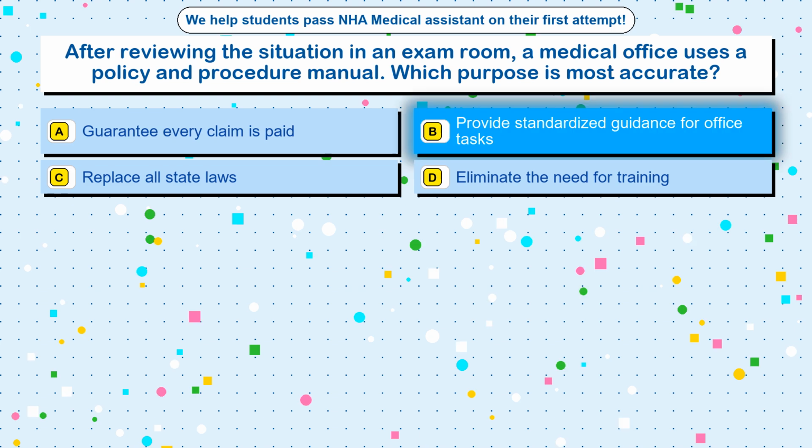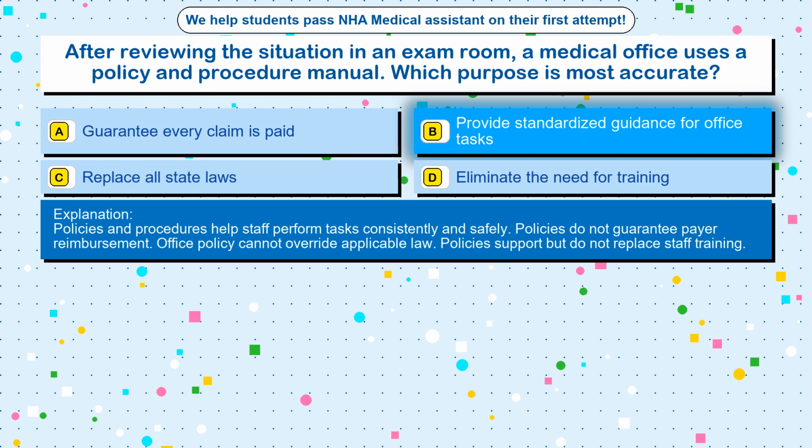The correct answer is option B, provide standardized guidance for office tasks. Policies and procedures help staff perform tasks consistently and safely. Policies do not guarantee pay or reimbursement. Office policy cannot override applicable law. Policies support but do not replace staff training.